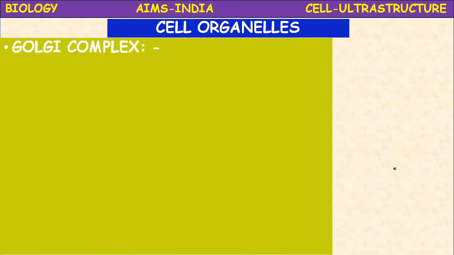So what is the function of these ribosomes? The ribosomes' main function is protein synthesis. So they are also called the protein factories of the cell.